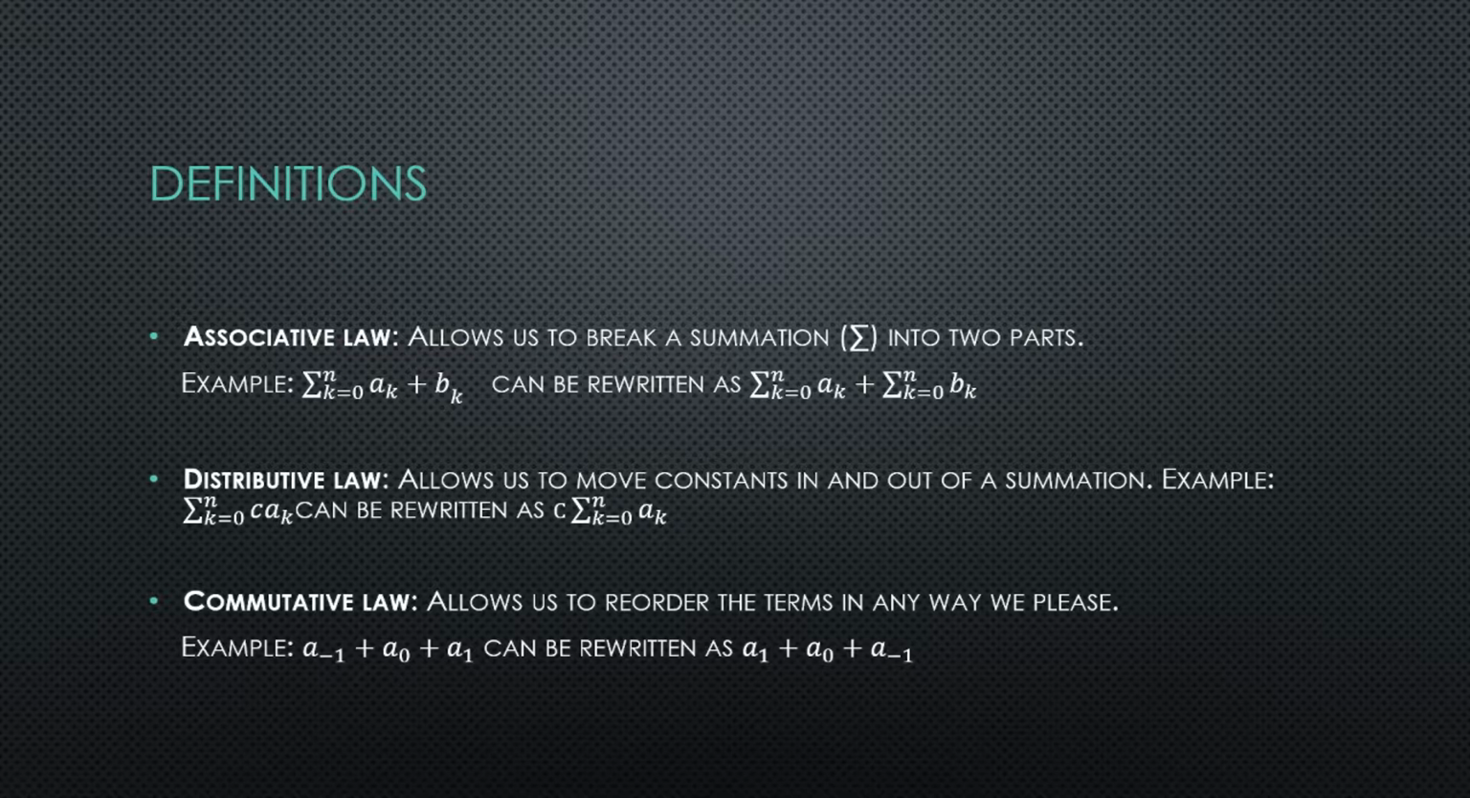Distributive law allows us to move constants in and out of a summation. For example, if we have the summation of c times a sub k, where c is any constant, that can be rewritten as c times the summation of a sub k. Commutative law allows us to reorder the terms in any way we please. For example, a sub negative 1 plus a sub 0 plus a sub 1 can be rewritten as a sub 1 plus a sub 0 plus a sub negative 1.